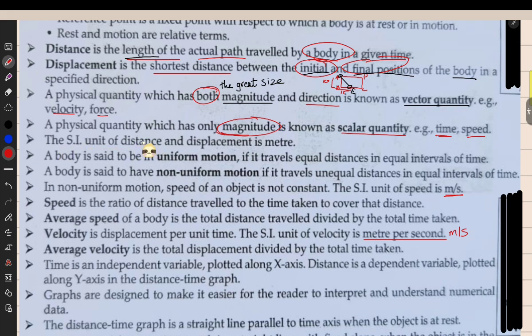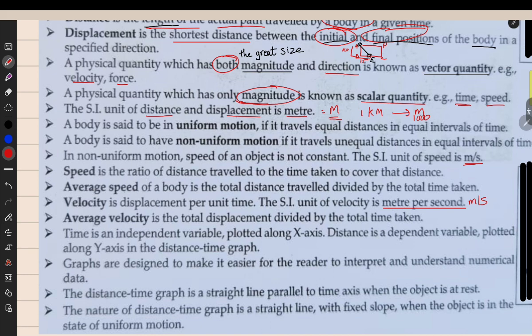What is the SI unit of distance and displacement? It is meter. Why are they telling it is meter? Because the answer should be represented in meter only. So what you want to do? If in the question it is given in kilometer, you want to convert into meter. So 1 kilometer is equal to how many meter? 1000 meters. Remember this while doing the sums.